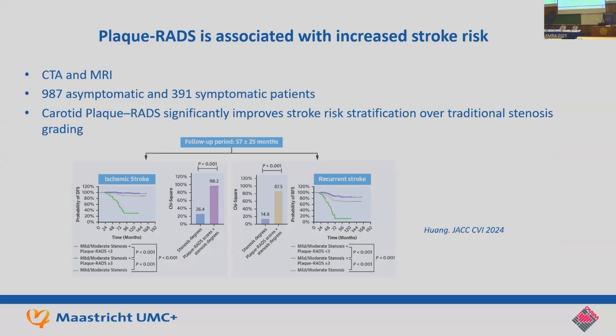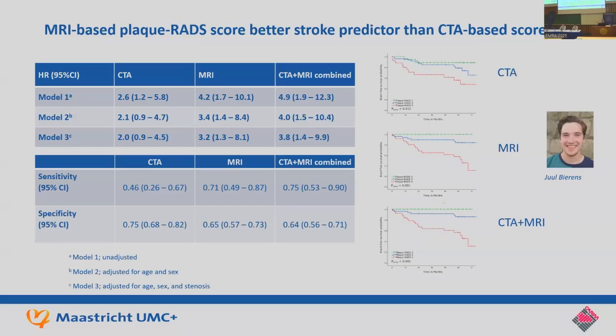And last year, Huang and collaborators validated the use of plaque RADS in clinical practice by attributing a plaque RADS score based on a combination of CTA and MR images, and they showed that plaque RADS significantly improves stroke risk stratification over traditional stenosis grading. However, in daily clinical practice, it is impractical to do an MRI as well as a CTA.